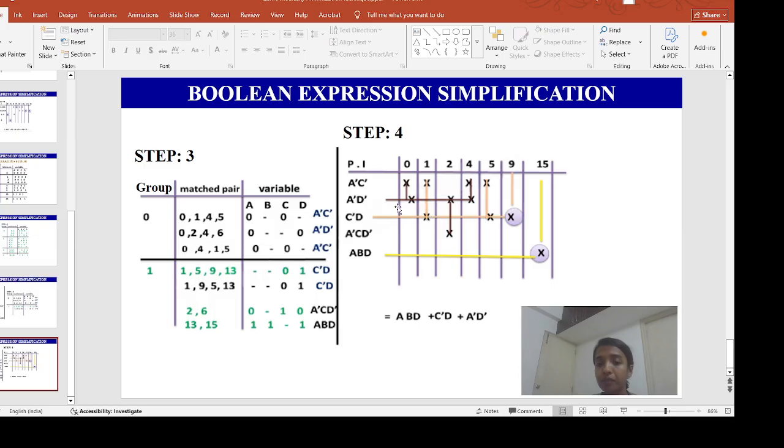Now here we have to see the row. In this row, you can see this cross is nullifying each other, this cross is nullifying each other, this cross is nullifying each other, and that row is A bar D bar. So this is A bar D bar, and this is your final expression.